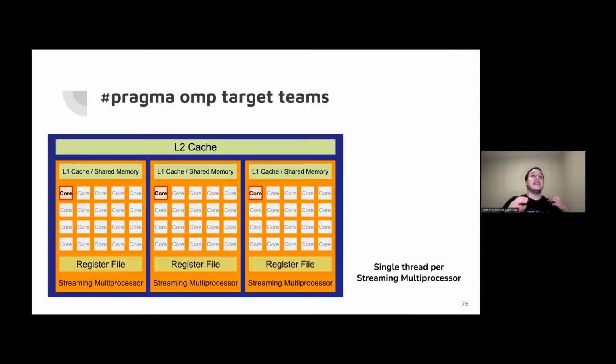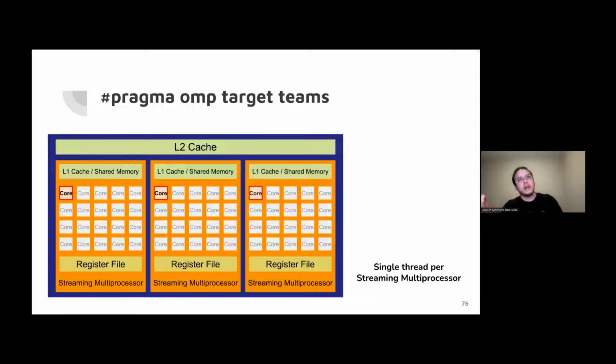Then when you create a teams region, what you are saying is you are creating multiple of these teams, each of them assigned to a different streaming multiprocessor, and each of them having a single thread. So there is no parallelism within the streaming multiprocessor, but there is parallelism across the different streaming multiprocessors. A note here is that streaming multiprocessors do not communicate, and they do not coordinate synchronization operations that well. So it is not the case that you can do, for example, a barrier in between multiple streaming multiprocessors. You have to finish your target region in order to synchronize streaming multiprocessors.